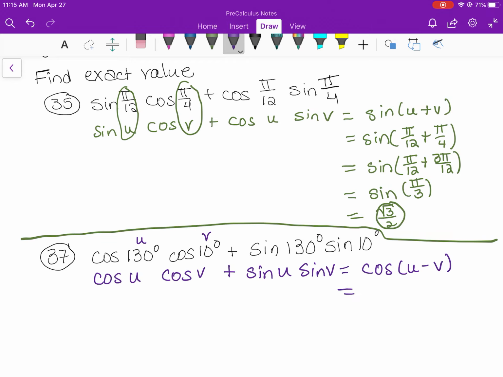So what I'm going to be doing now is plugging in my degrees. 130 for u, 10 for v. That becomes the cosine of 120 degrees. And when I go to my unit circle and find that cosine, it's going to be negative 1/2.